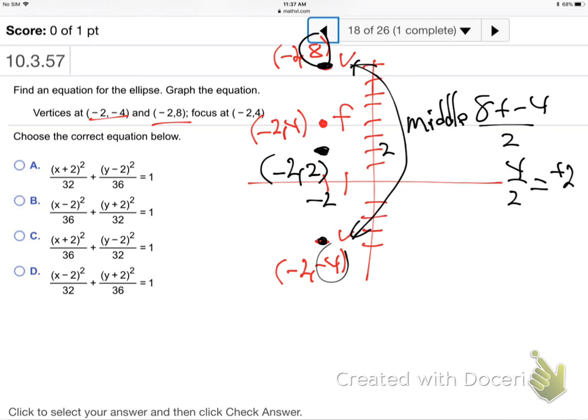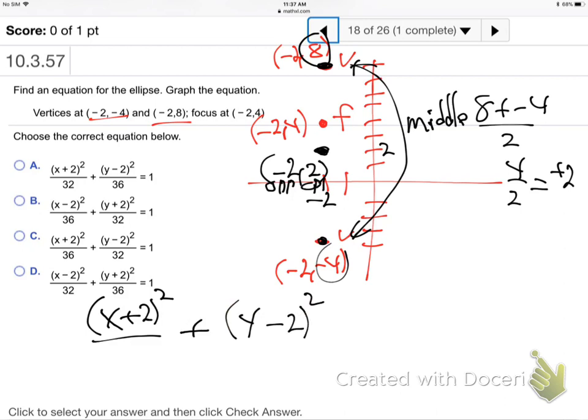Easy peasy. Is that good? Everybody good with that? Finding the center is everything. The center of those two vertices. Okay, that's the center. Opposite, opposite. So we know the equation is going to have (x plus 2) squared over something plus (y minus 2) squared over something equals 1. We know that much already, right? Whenever we have the center for any of these pictures, it's always opposite, opposite in the equation.